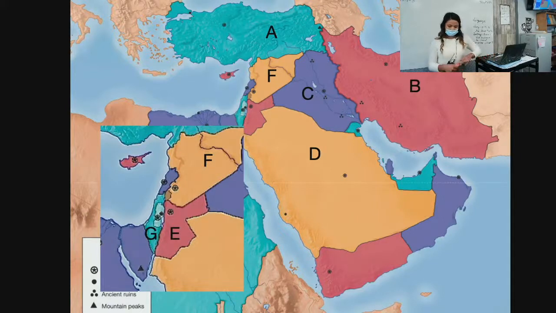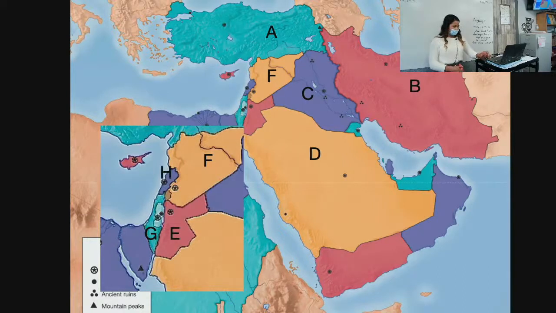Then letter G. What's that small country? Tristan, what's that small country? It's one of the famous countries. It's where the descendants of Abraham were. Israel. Okay, that's the country of Israel.